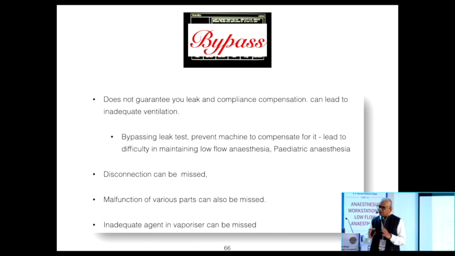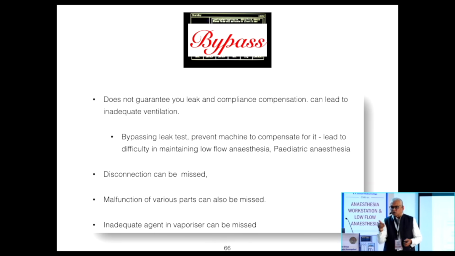Or if you have an OT assistant who is doing it, at least they should be able to tell you the correct information that this was the situation. Many times they will just accept the fault. The leak is 400 ml. The machine will ask whether you want to accept it. They will accept it. The machine cannot compensate for that 400 ml loss because you have accepted it.